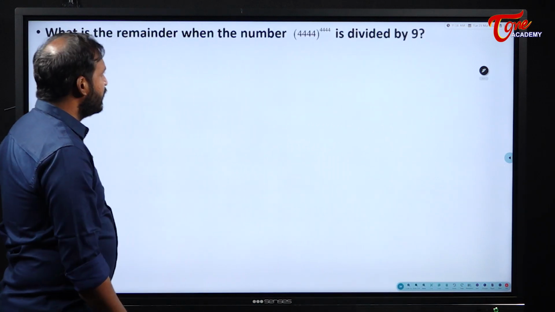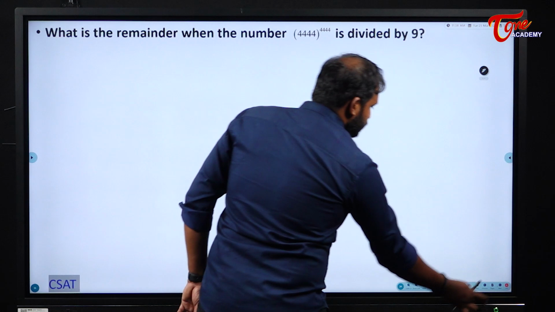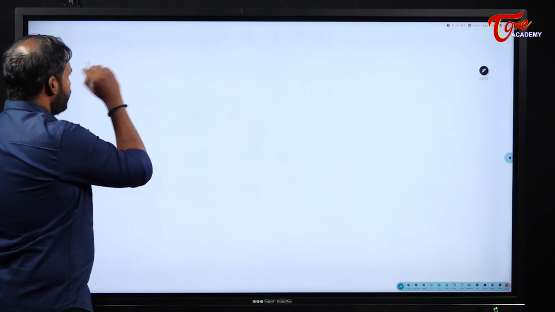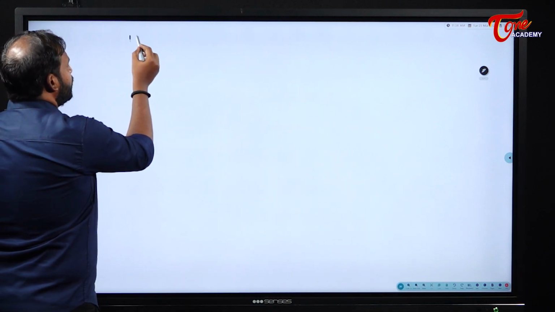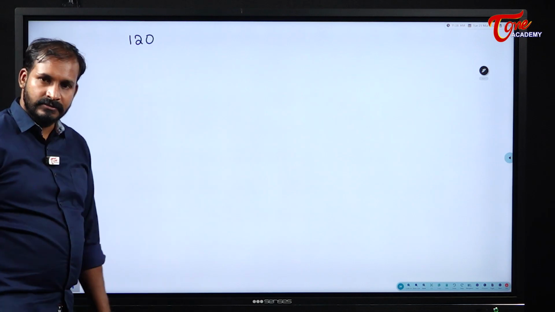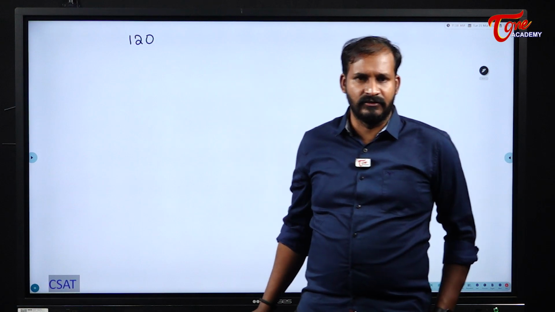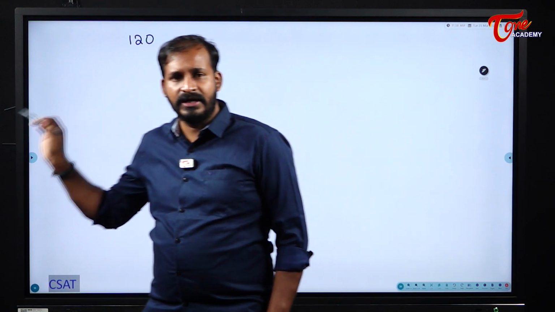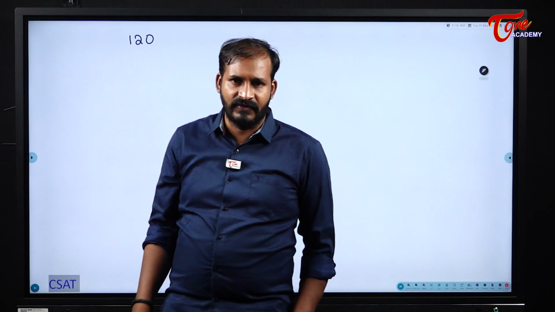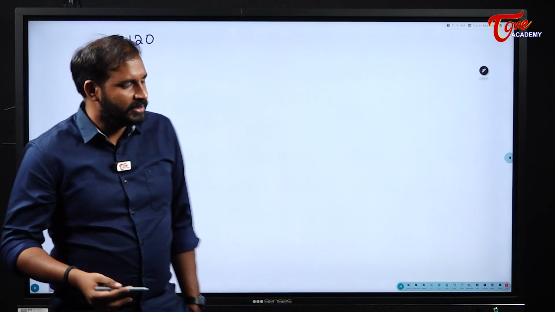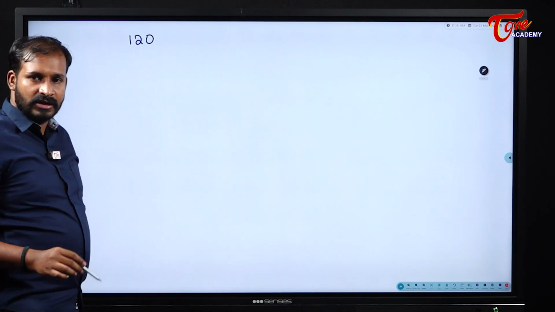Sir, as the number is very small, you calculated the Euler number very easily. But if the number is something like 120, how can we find the Euler number? We cannot write all the numbers and find it, right? For that we have a shortcut technique, see here students.